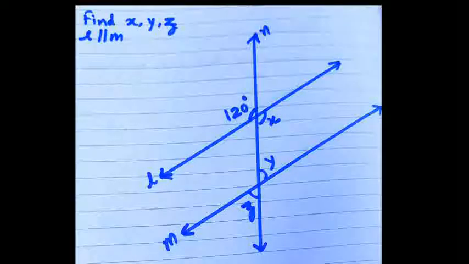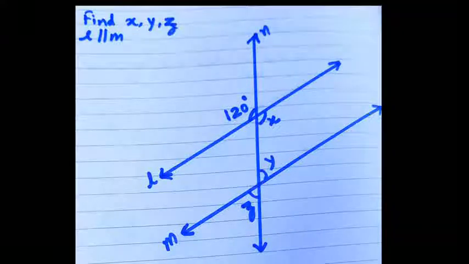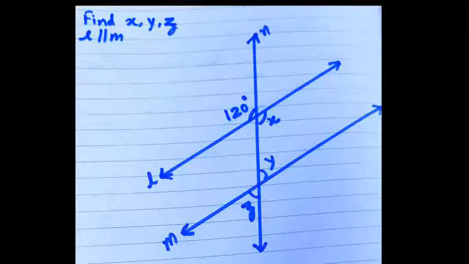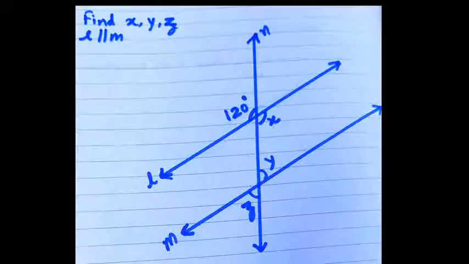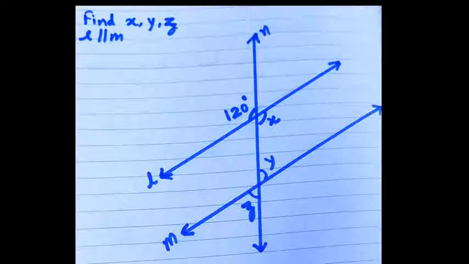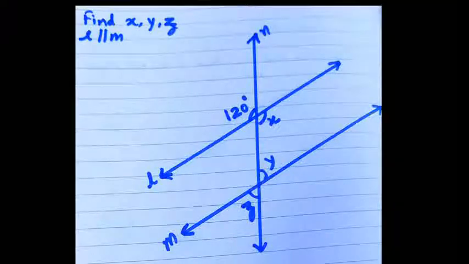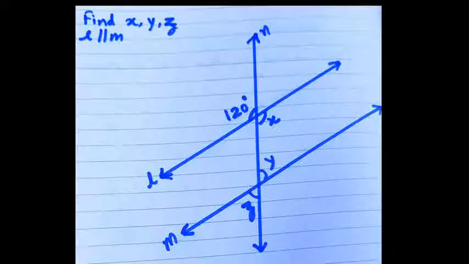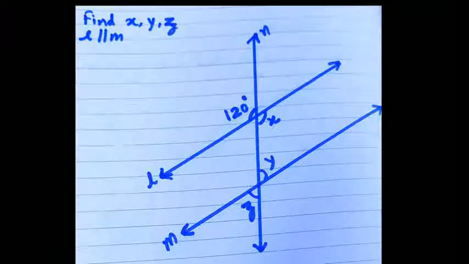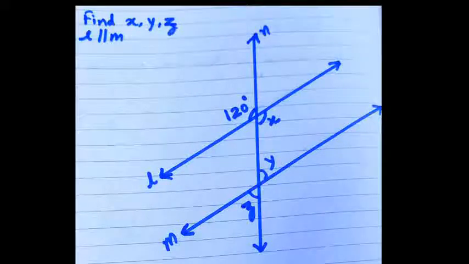Now in this question we see that line L and line M are parallel to one another. And now since we see that X and 120 are vertically opposite angles, therefore X must be equal to 120 degrees. Directly we could write that. Now X and Y are the interior angles, and interior angles are supplementary. Therefore X and Y, when you add them, you must get 180 degrees. Now X we already know is 120 degrees. Therefore Y would be 180 minus 120, that is 60 degrees.